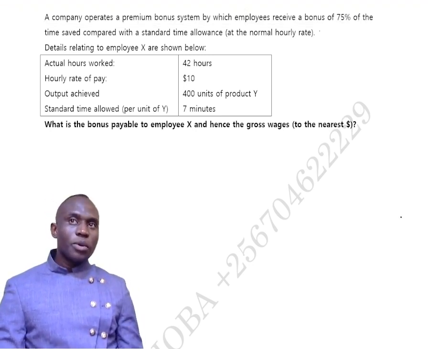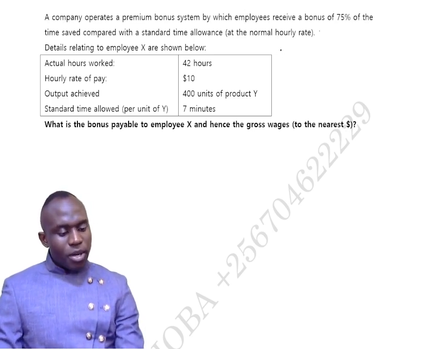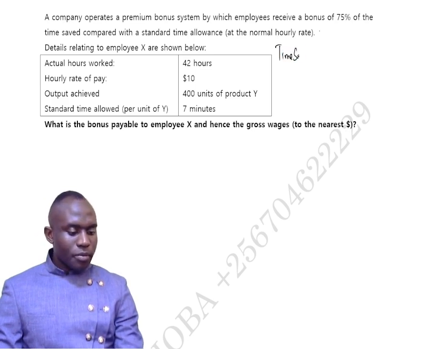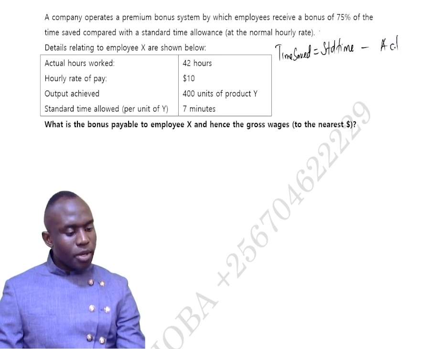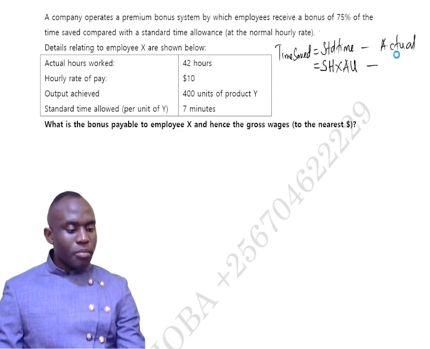And we said, how do we calculate bonus? Bonus is based on time saved. And what is time saved? So time saved, we said it is the standard time minus the actual time taken. And how do we calculate standard time? It is standard hours per unit, which I'm calling SH, then times the actual units, then minus the actual hours.